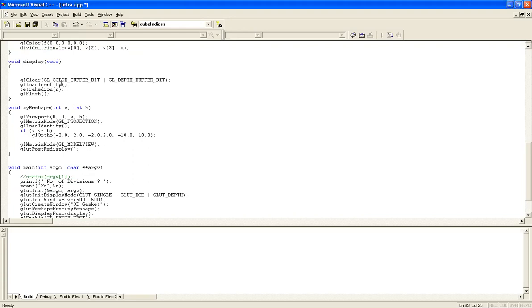Okay, again I'm going to multiply, because once I clear, I need to get the same window. So what I'm going to do is multiply it, and here the actual logic of my program starts. I am calling a function called tetrahedron. So what is this n parameter? N indicates the number of divisions.